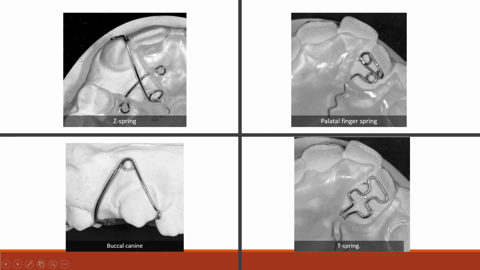T-springs are constructed in 0.5 mm stainless steel wire and used to move individual teeth either labially or buccally. Activation is again produced by pulling the spring away from the base plate, and therefore retention also needs to be good.